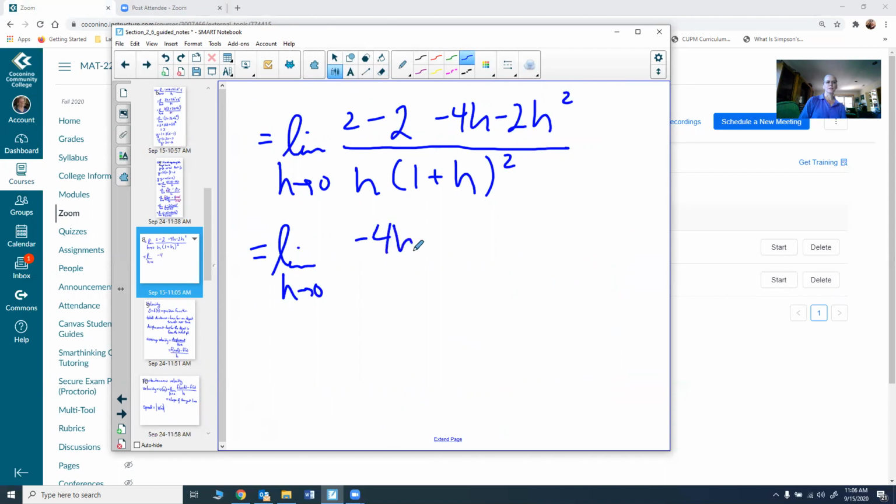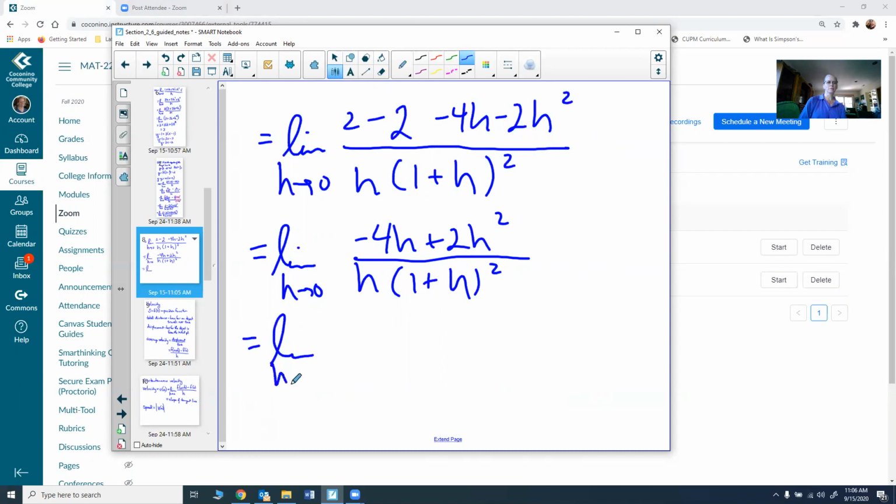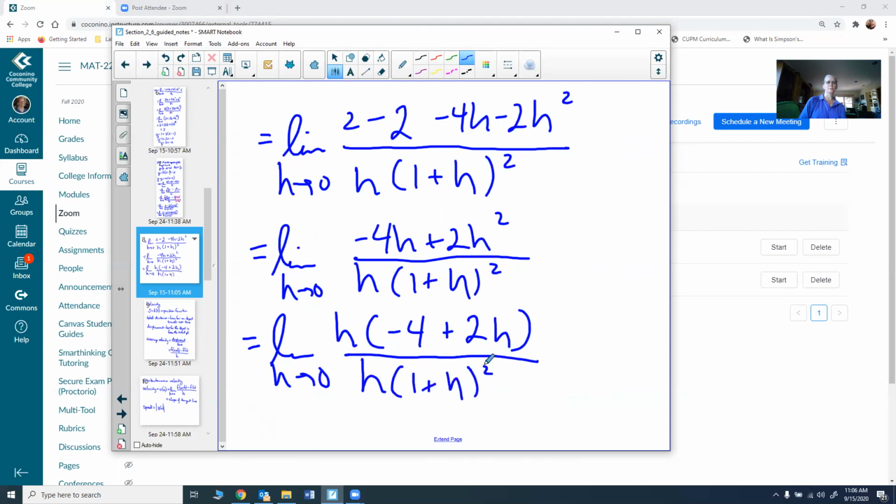So you have minus 4h plus 2h squared over h times 1 plus h squared. Now I notice the top can pull an h out, so we'll pull that out. Pulling out the h, I get minus, I realize you can take out more, but let's just take out the h because that's the important thing. Minus 4 plus 2h all over h times 1 plus h squared. And again, the reason I did this is because now I notice this h cancels that h.